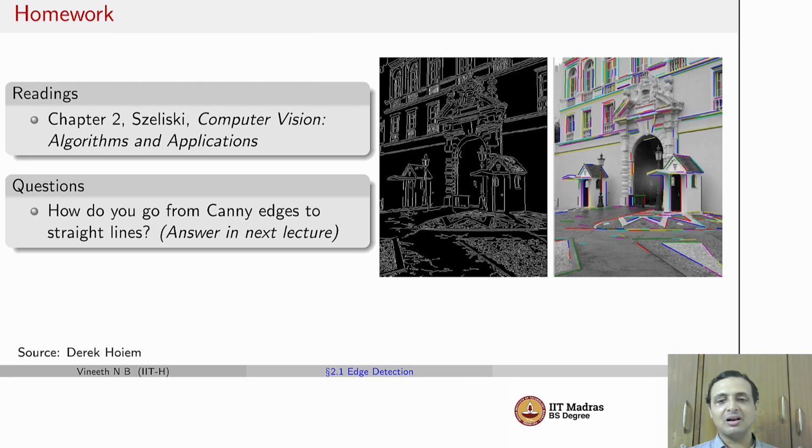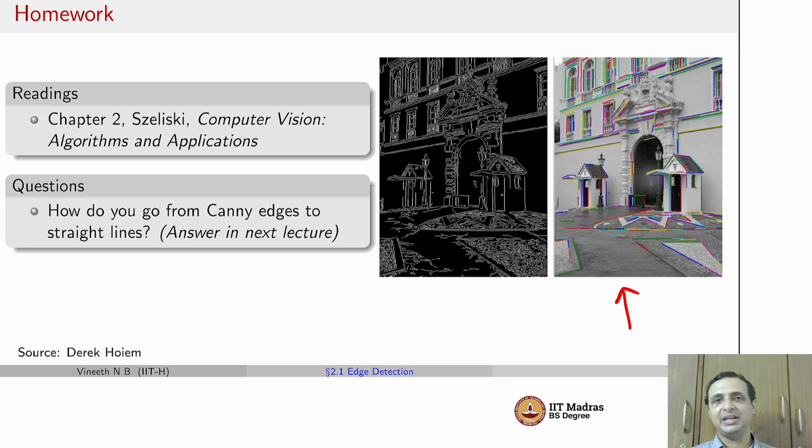That concludes our discussion on edges. As readings, you can read chapter 2 of Szeliski's book, and we're going to leave you with one question for today's lecture, which is, let's say we had an image such as this.